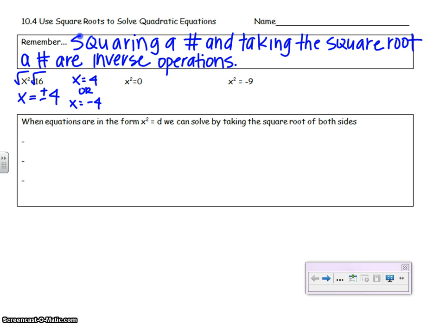And then when we look at x squared is equal to 0, we're only going to end up with one answer here. We'll just have x is equal to 0. And then when we have x squared is equal to negative 9, when we try and take the square root of that, if you were to type it into a calculator, it would say error, but there's no number times itself that's going to equal a negative number. So this we're going to have no solution.